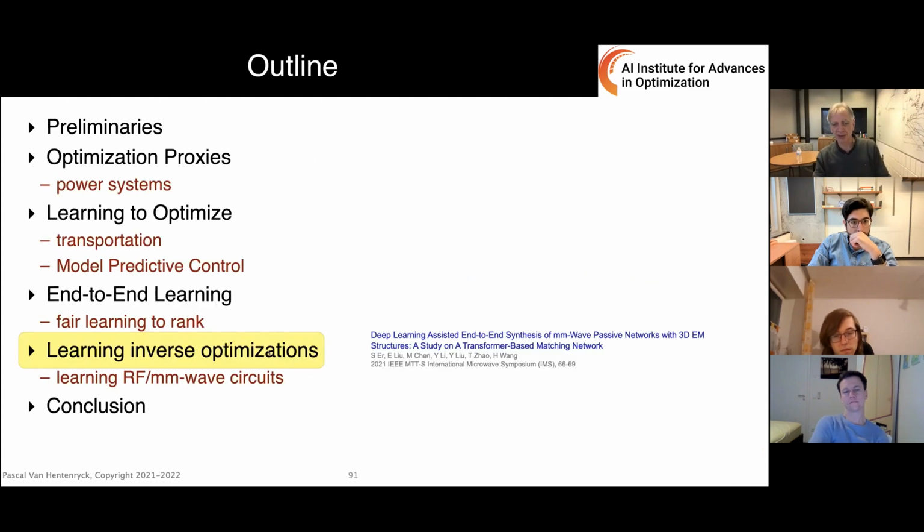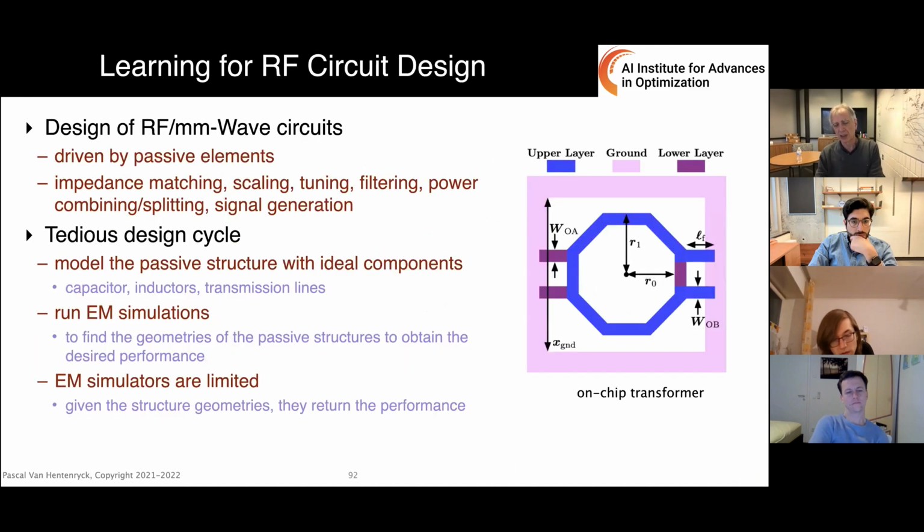So let me conclude by telling you about one other particular application area, which I find extremely useful, which is learning inverse optimization. This is in the context of design, and especially the design of radio frequency circuits, which is what people are using for 5G and 6G in the future. Typically these circuits use a lot of passive elements because they can do a lot of different things. But the design of these passive elements is very, very difficult. So typically when a designer is designing those circuits, they basically specify the performance of the circuits that they want.